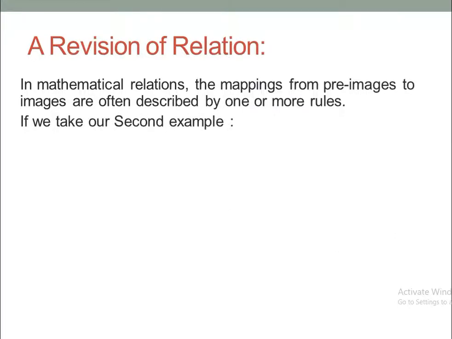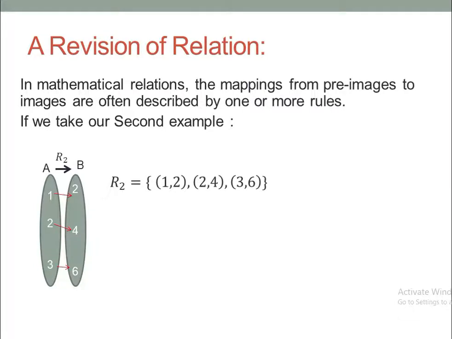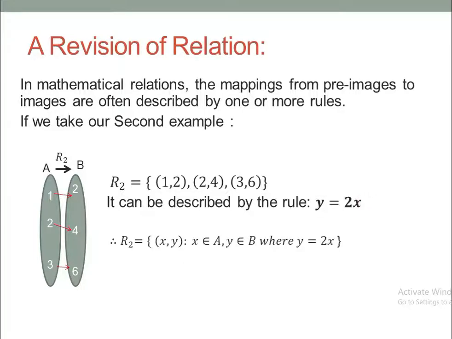If we take our second example, we can see R2. R2 in tabular method we can write (1, 2), (2, 4), (3, 6). Can we define any rule for R2? Yes, we can define a rule. The mapping can be described by y is equal to 2x, where y is the second element and x is the first element. Second element is double the first element. So the rule is y equal to 2x. R2 equals {(x, y) such that x belongs to A, y belongs to B, where y is equal to 2x}.